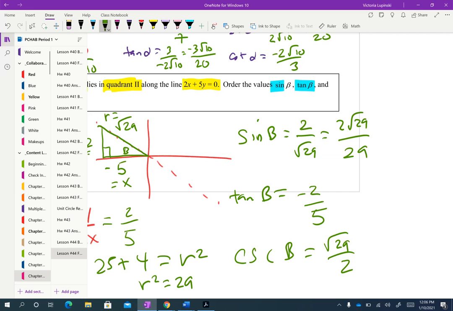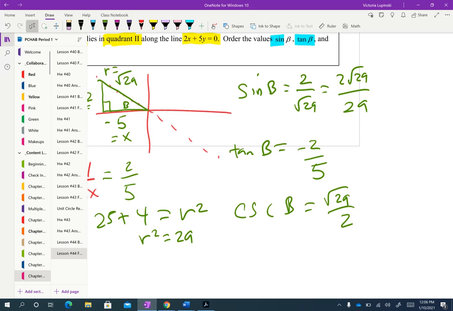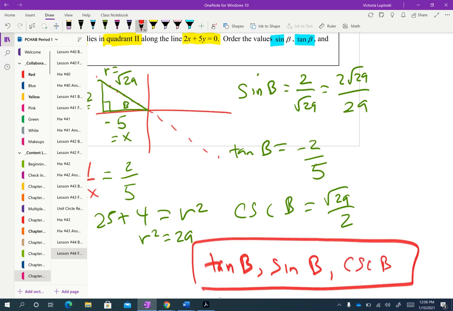And then basically, to order them from the least to the greatest, you would just have to calculate their decimal equivalents and put them in order. And just so you know, if you put them in order from the smallest to the largest, you would have the tangent first, followed by the sine, followed by the cosecant. Just kind of a fun way to make the question multi-step, but honestly, which one of them is the largest isn't really super important to this type of question.